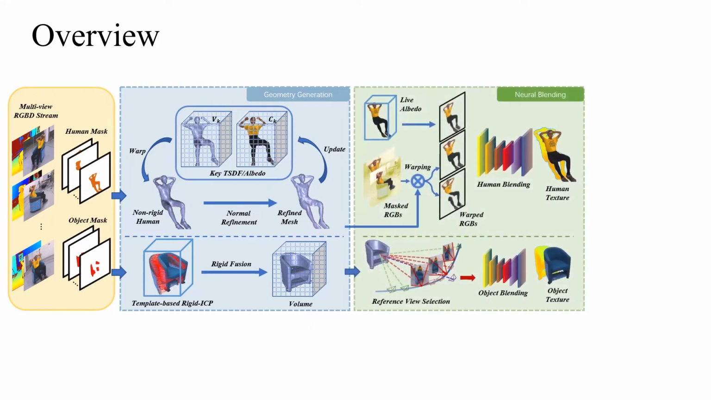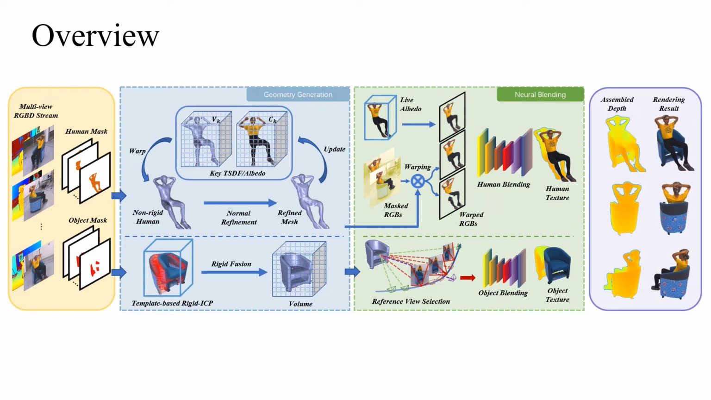For rendering, we introduce a layer-wise human-object texture rendering scheme, which combines volumetric and image-based rendering in both spatial and temporal domains. Finally, we can assemble the layer-wise result in the novel view to obtain photorealistic results.